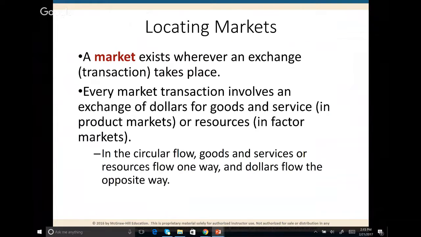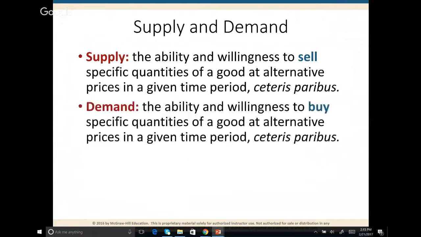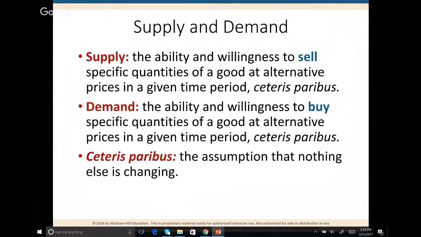And then for the market, let's look at supply and demand. So supply is the ability and willingness to sell a specific quantity of a good at alternative prices in a given time period. So supply is how much stuff you want to sell, and you're both willing and able to sell at different price levels. That's called supply. And then demand is the opposite, the ability and the willingness to buy at different prices and quantities in a given time period. Now this term here called ceteris paribus, it's Latin. It means everything else equal.